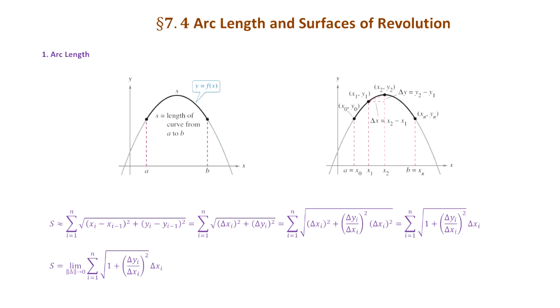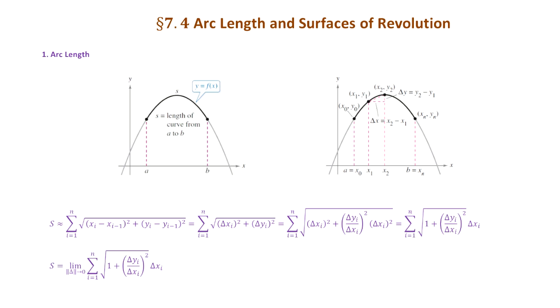Then let's just start 7.4, arc length and the surfaces of revolution. Okay, so this will be the last section for this chapter, chapter 7. In 7.2 and 7.3, we talked about volumes. 7.2 is the disk method to find the solid from rotation of a plane region.